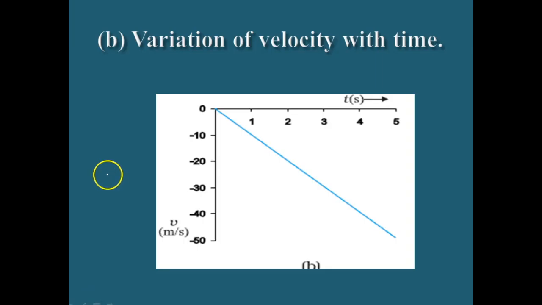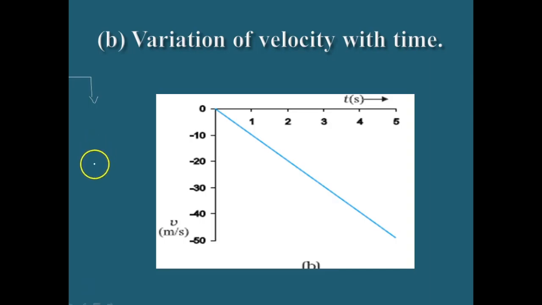And the second figure is the variation of velocity with time. So under free fall, whenever we throw an object and it falls towards the ground, how the velocity varies with time is given in this particular graph. So here it is a straight line from origin O. Okay, this is the second case.